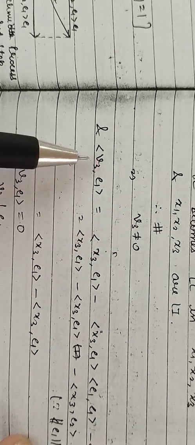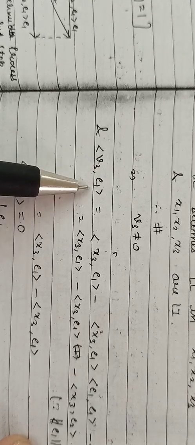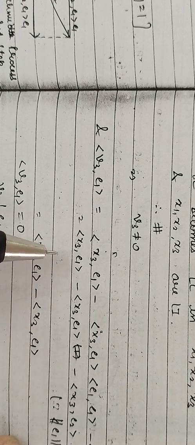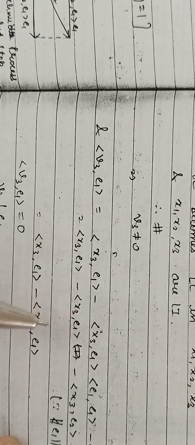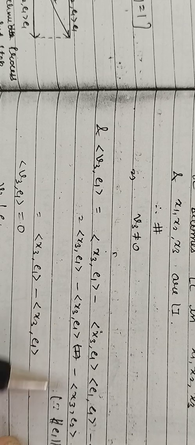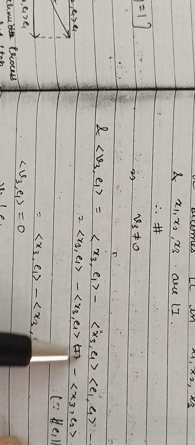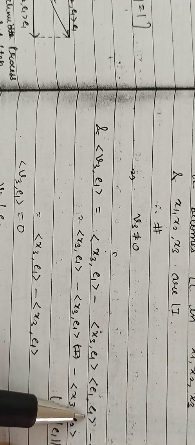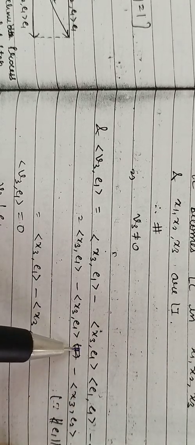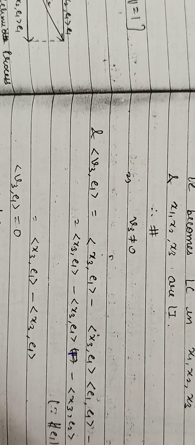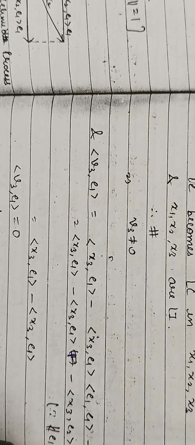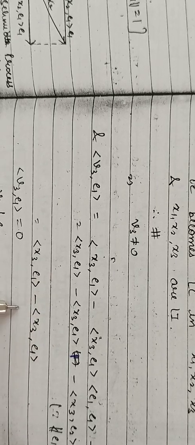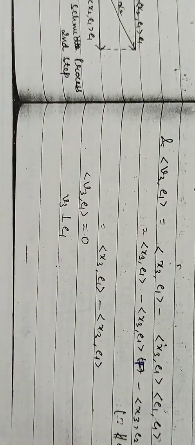Now let us find the inner product of v3 with e1. Substituting the values and using the properties, we have the inner product of x3 with e1 minus the inner product of x3 with e1 minus this is 0 and this is also 0. So we are left with the inner product of e1 with e1, which is 1, and the inner product of e2 and e1, that is 0, so that will become 0. So from here we have obtained these two terms which will be cancelled out. So we get v3 is orthogonal to e1.